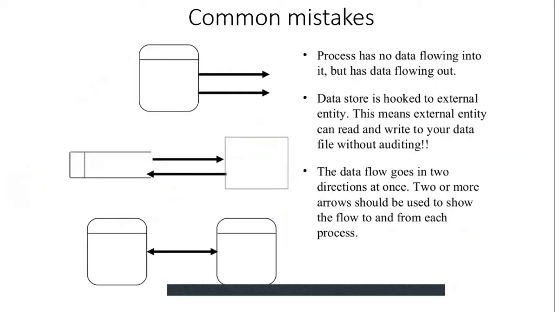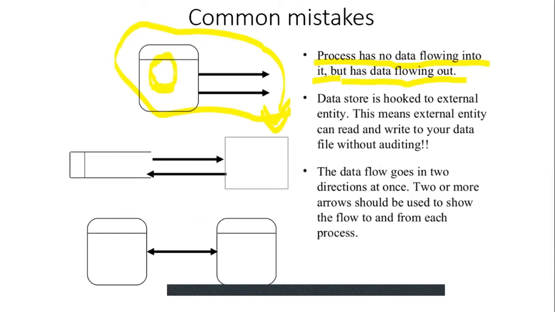Some common mistakes that we can make in the data flow diagram: in this mistake, we have noted that the process has no data flowing into it, but has data flowing out. The purpose of a process is to change or transform data. So if we are not giving any data into the process, then how will it produce data? For getting data flowing out of the business process, we must flow data into the business process.